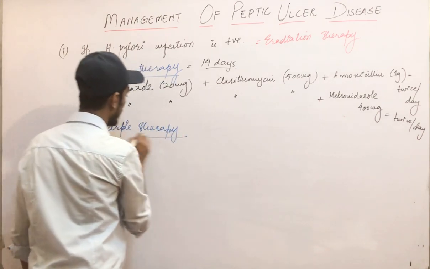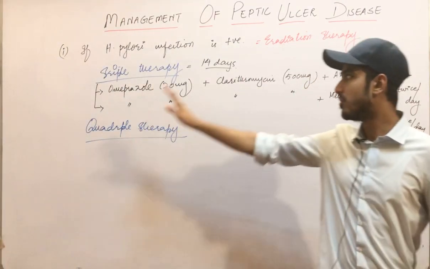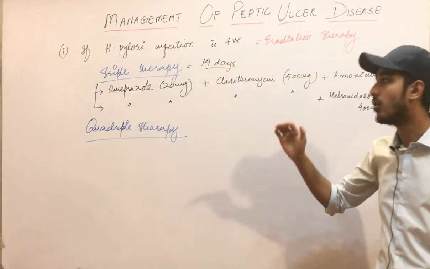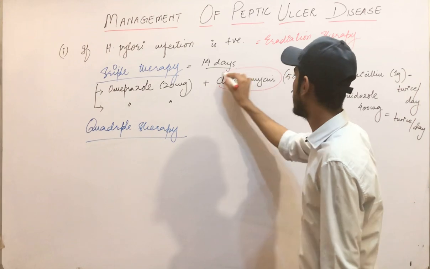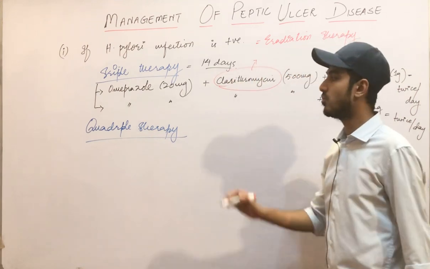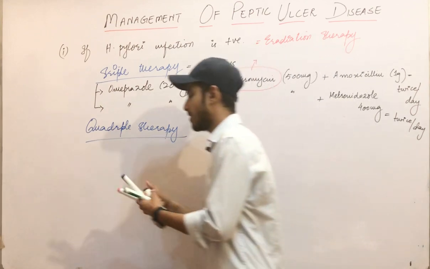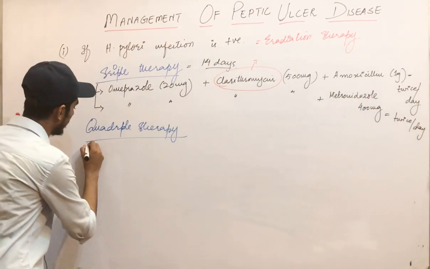For example, if the patient is not responding to the triple therapy, if this triple therapy fails, or if the patient is resistant to clarithromycin, then you are going to give the quadruple therapy in those cases. Now what is quadruple therapy?